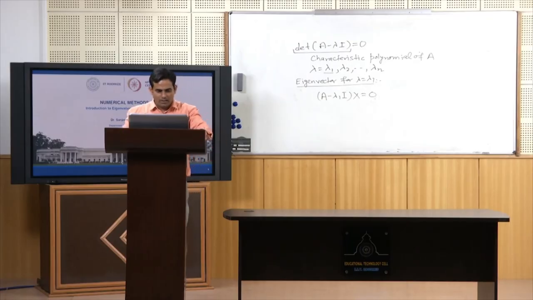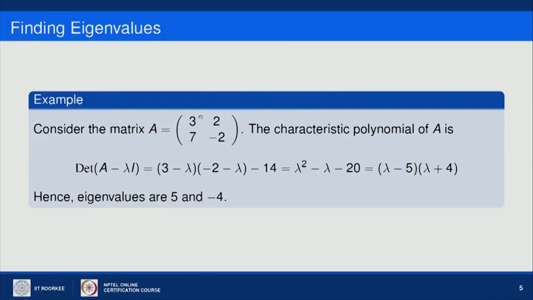So, let us take an example of it. Let us consider this 2 by 2 matrix. The first row is 3, 2, and the second row is 7, minus 2. We need to find the eigenvalues and eigenvectors of this matrix. The characteristic polynomial of A is the determinant of A minus lambda I, which becomes 3 minus lambda, minus 2, 7, and minus 2 minus lambda, giving lambda square minus lambda minus 20. The zeros of this polynomial are 5 and minus 4. Hence the eigenvalues of this matrix are 5 and minus 4.